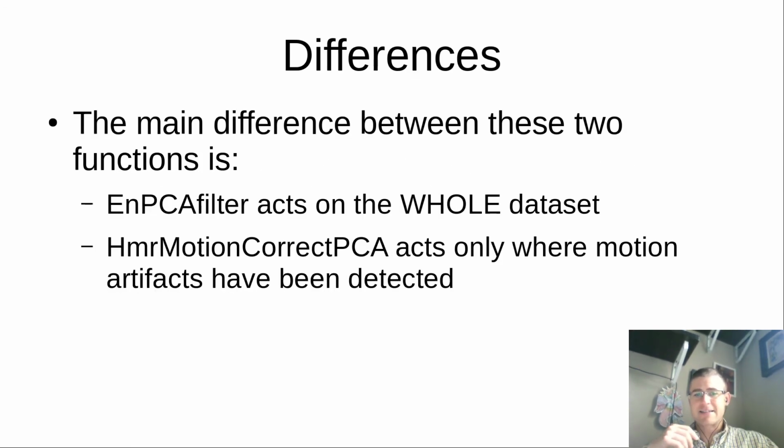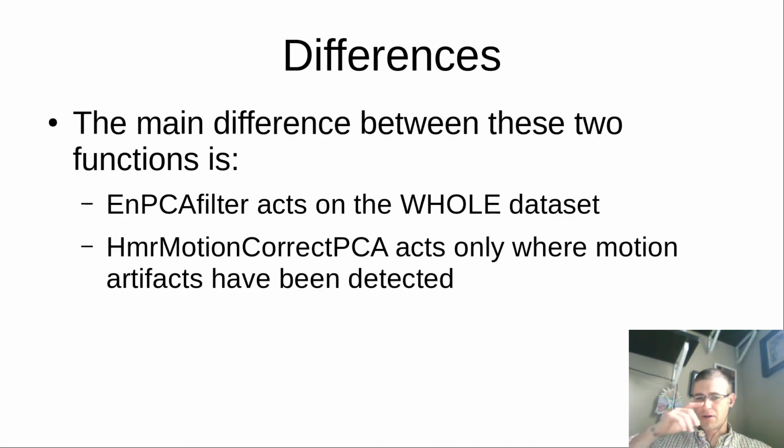The differences are, again, the enPCA filter is acting on the entire data set. You're not specifying what region you want to apply it to. I think that can be quite good in one sense because it's uniform across and you're not playing favorites, if you will. But it also can be quite bad because you're using components that may not have to do with different regions. You're manipulating everything where you may not really need to. So there's an advantage and a disadvantage to that.